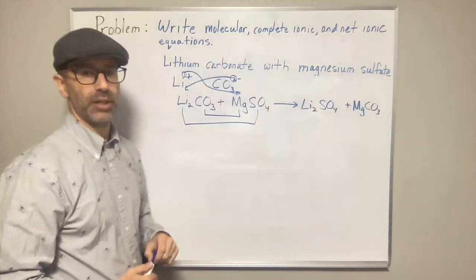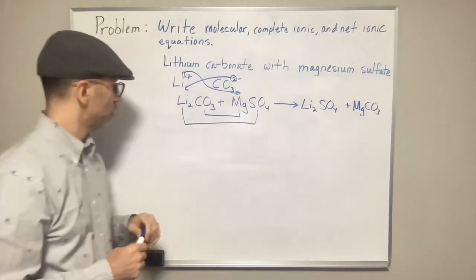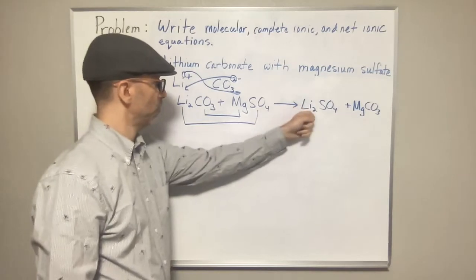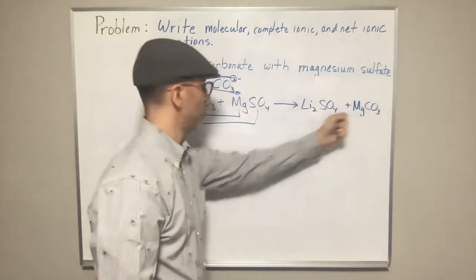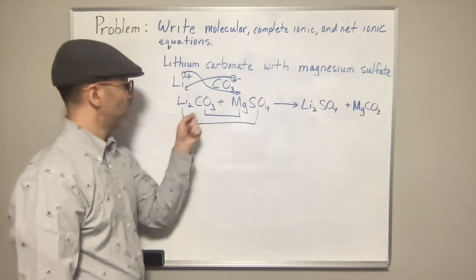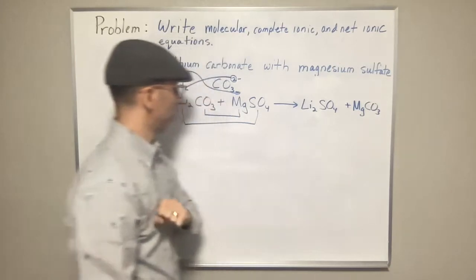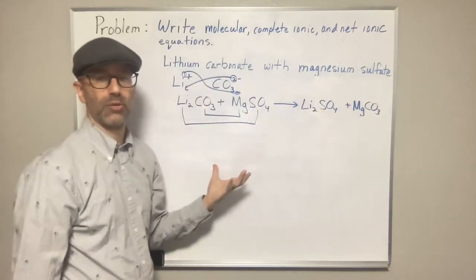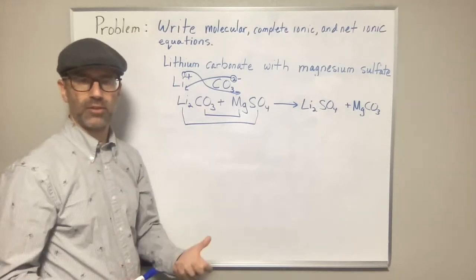Okay, so now we have our possible products. The next thing we want to do is figure out the states, and we want to balance the equation. So let's balance it first. I have 2 lithiums here, I have 2 lithiums there, so that's balanced. I have 1 magnesium here, 1 magnesium there, so that's balanced. I have 1 carbonate ion and 1 carbonate ion, and 1 sulfate and 1 sulfate. So this is a balanced equation. I don't have to do anything. Excellent.